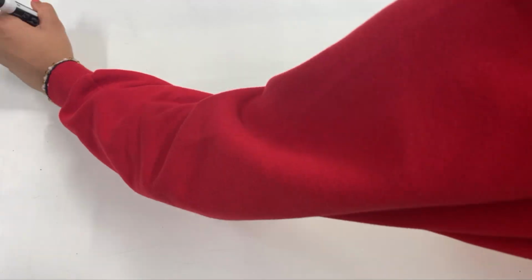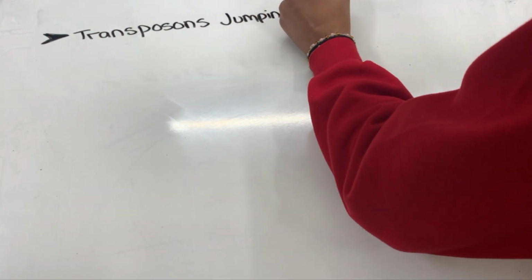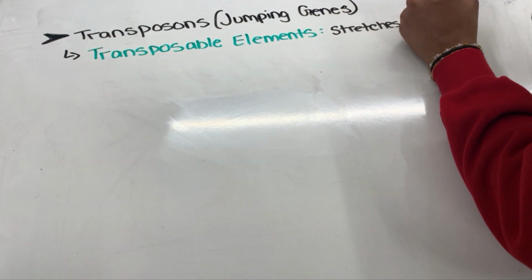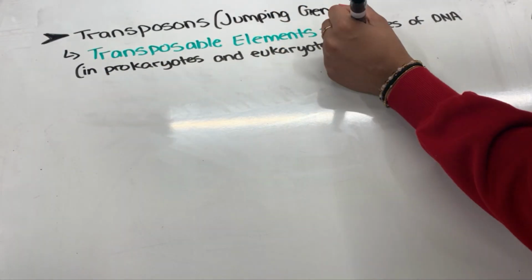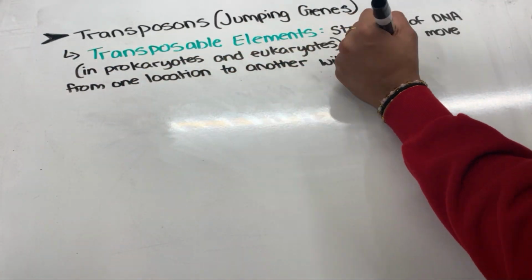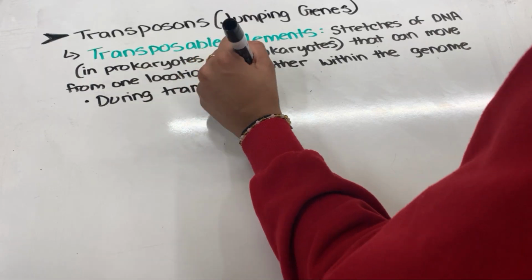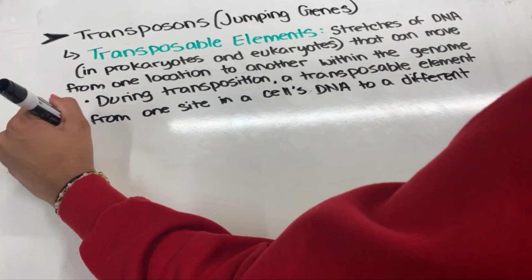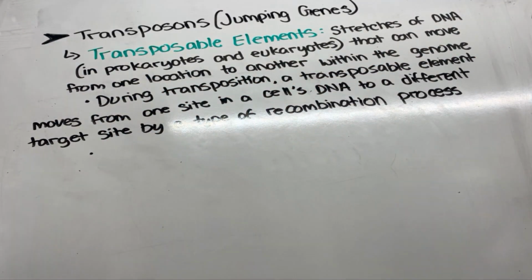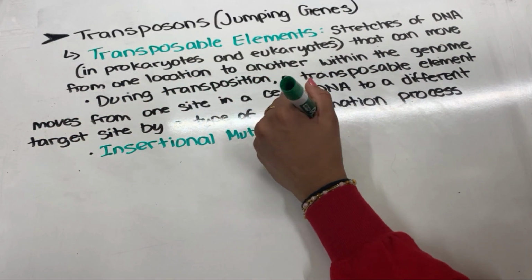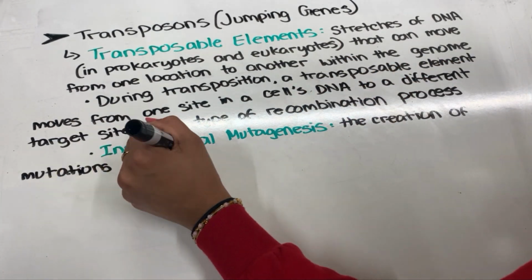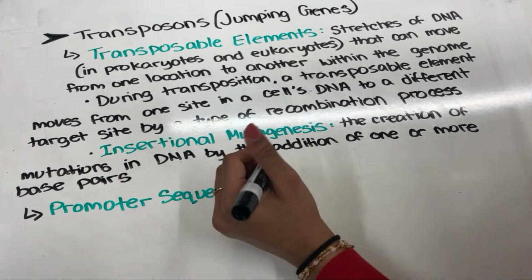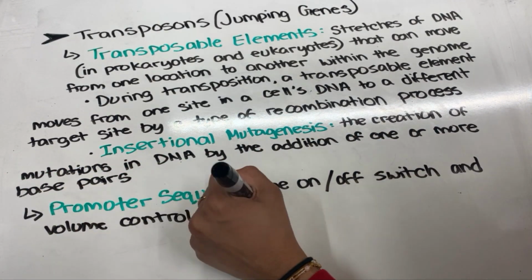Now let's talk about transposable elements, which are stretches in DNA in prokaryotes and eukaryotes that can move from one location to another within the genome. Even though they're also known as jumping genes, they never completely detach from the cell's DNA. Instead, the original and new DNA sites are brought very close together by enzymes and other proteins that bend the DNA. It often causes insertional mutagenesis, the creation of mutations in DNA by the addition of one or more base pairs, by disrupting gene functions, inducing chromosome rearrangements, or altering gene expression. These insertions can cause diseases or provide genetic variation for adaptation.